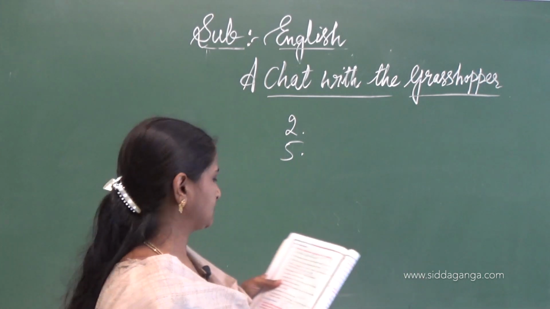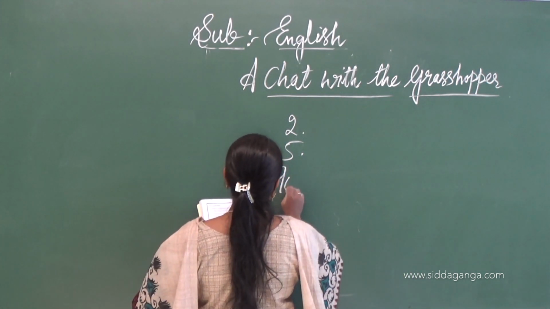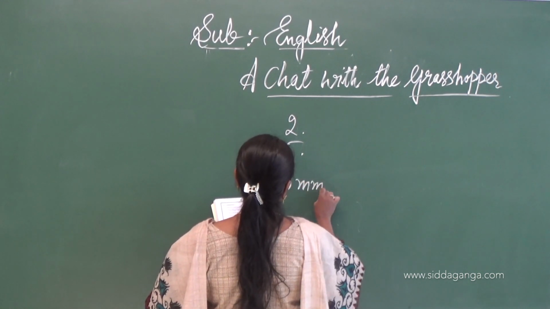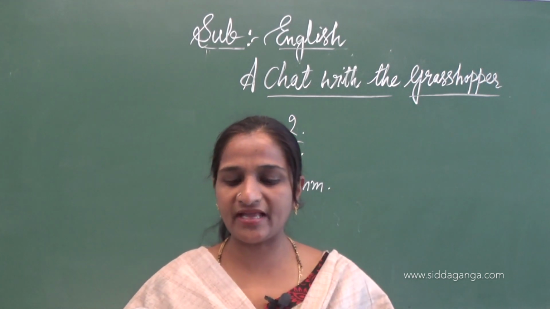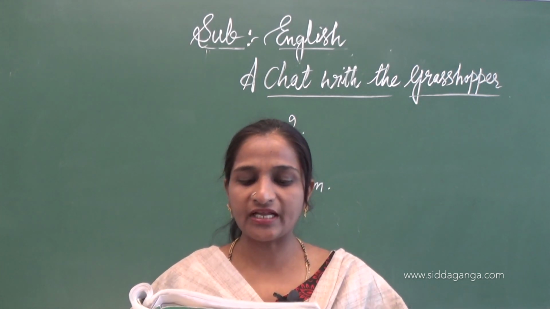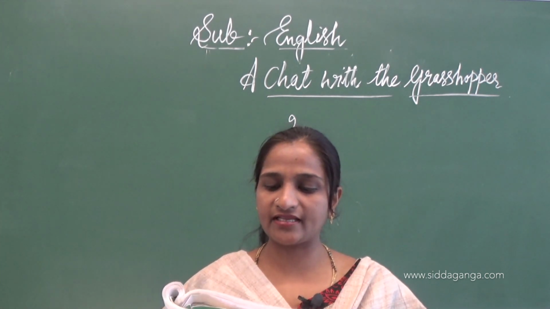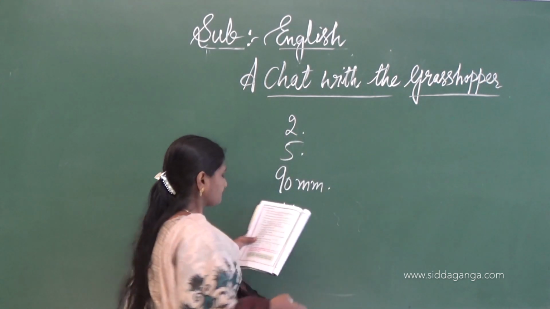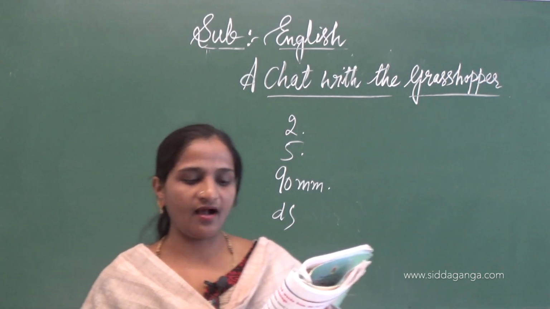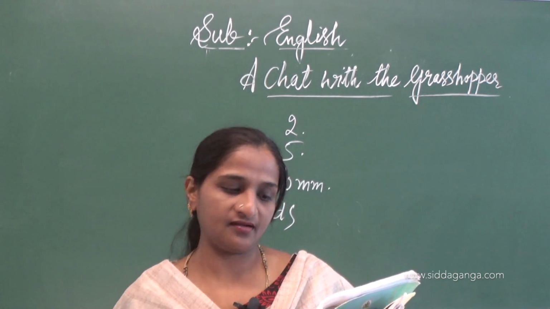How long is the world's largest grasshopper? That is 90 millimeter. Next, a grasshopper makes a chirping sound by rubbing its back leg against one of its, that is D1, that is rubbing its back leg against one of its antenna.